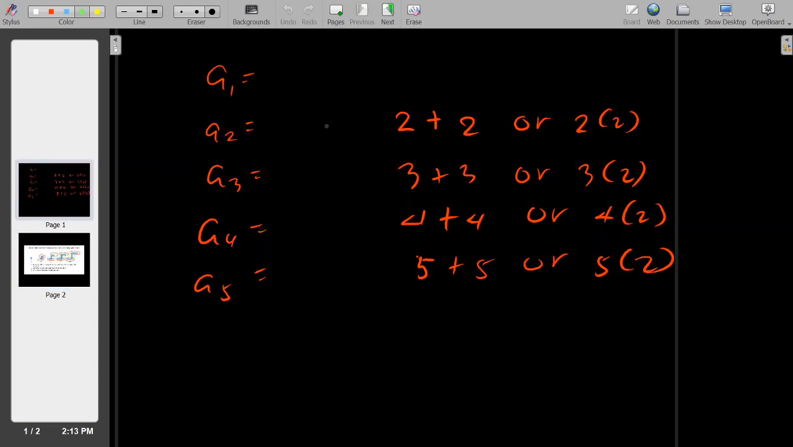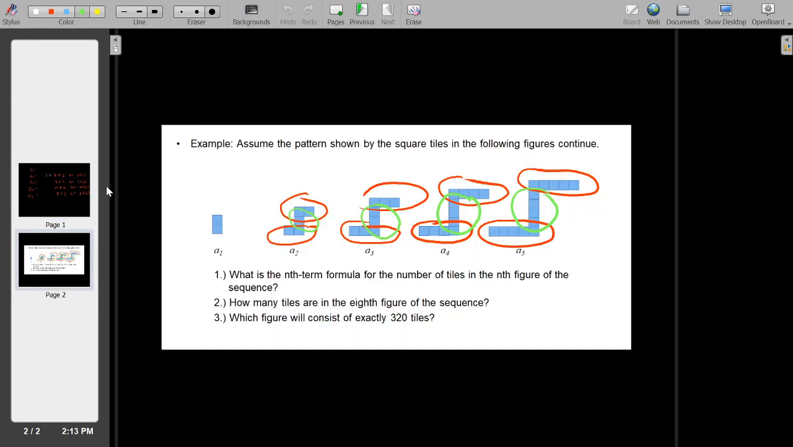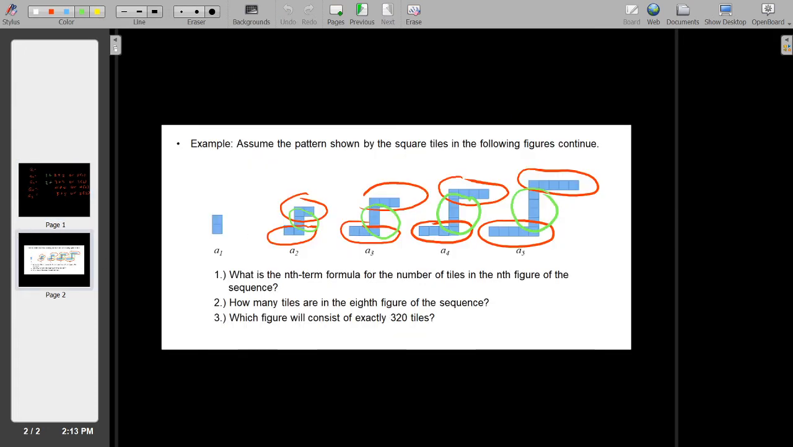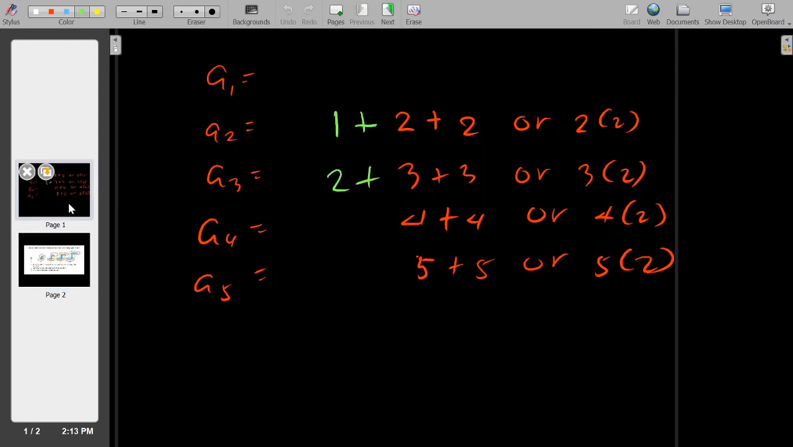So in the second figure, you have 1 tile in the vertical section. In the third figure, you have 2 tiles. In the fourth figure, you have 3 tiles, and so on. In the last figure, you have 4 tiles. So those were the values in the second, third, fourth, and fifth figure.